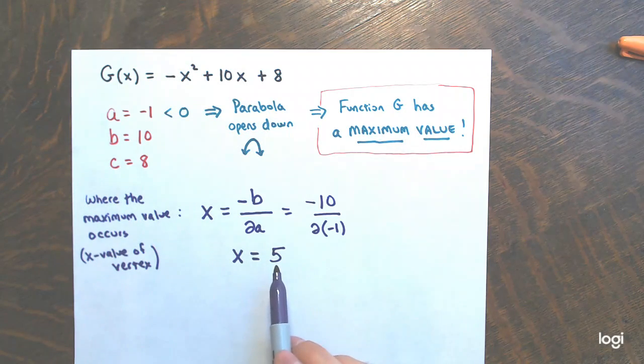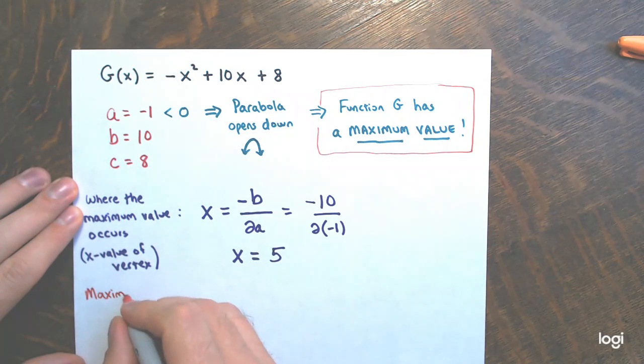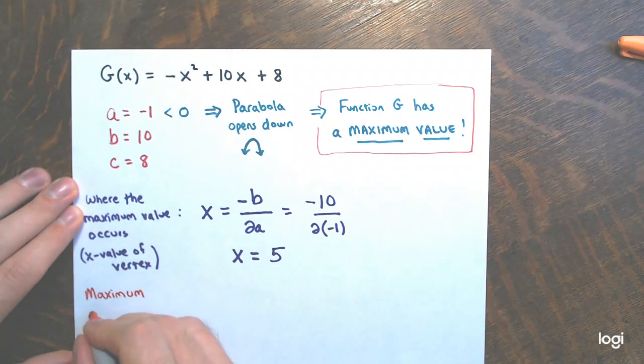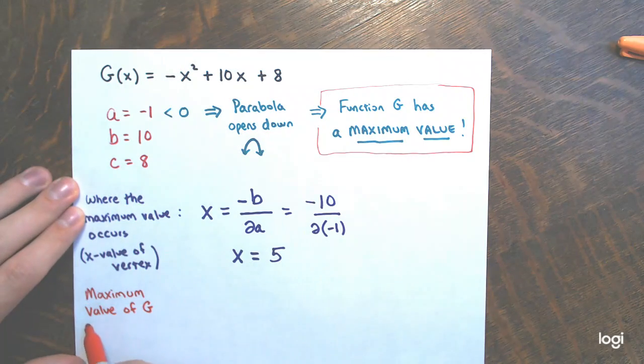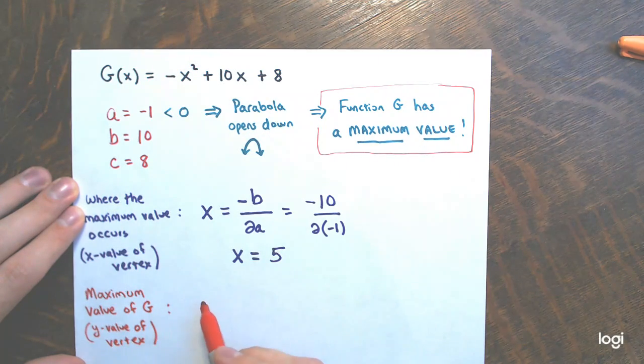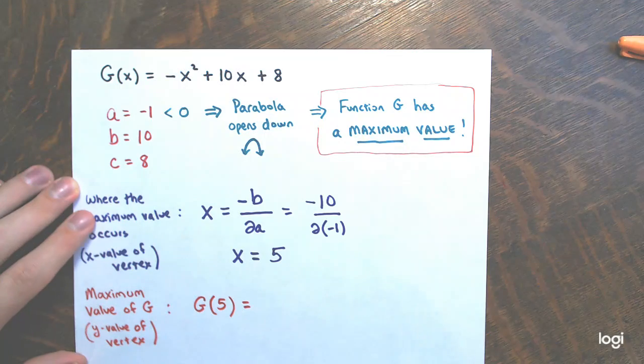But this 5, the x-coordinate, is not the maximum value. This is just where it's happening. The actual maximum value of the function is the y-coordinate, the output at x equals 5. So the maximum value of g is the y value, or the output, of the vertex. That's just the value of this function g when x is 5. So I'm just going through the rule and finding g of 5, replacing all the x's with 5.